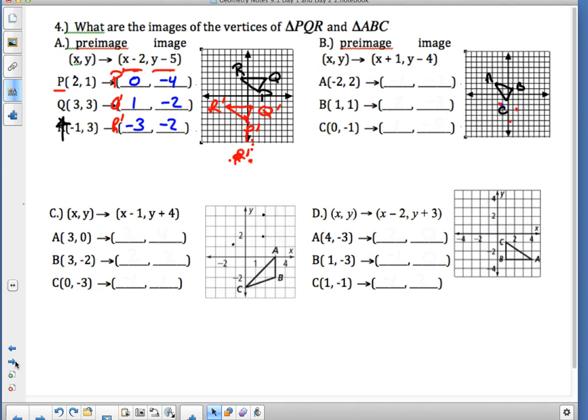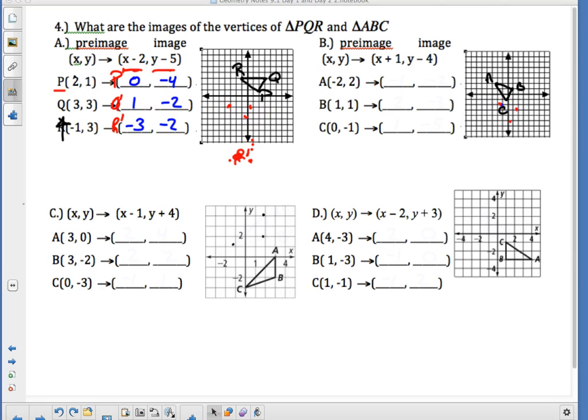Okay, so I want you guys to do the whole kit and caboodle, everything in the problem in B. Graph the original, give me the points, and slide based on the rule I gave you. Go ahead.